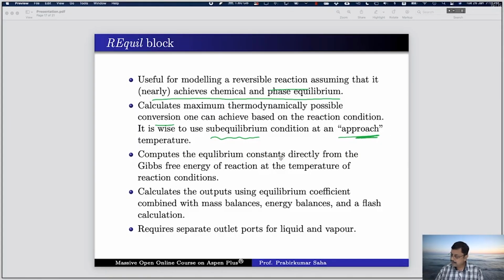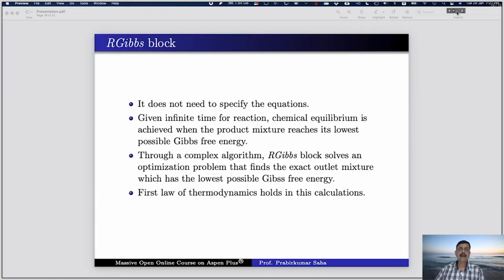It computes the equilibrium constants directly from the Gibbs free energy of the reaction at the temperature of the reaction condition. And it calculates the outputs using the equilibrium coefficient combined with mass balances, energy balances, and flash calculation. And most importantly, it requires separate outlet ports for liquid and vapor. For other reactors, there is no separate port for vapor and liquid, but in this block, you have to have separate ports. And then comes the RGibbs block.